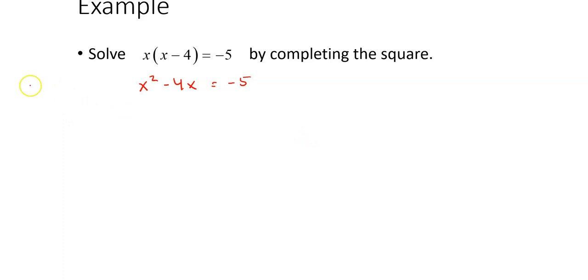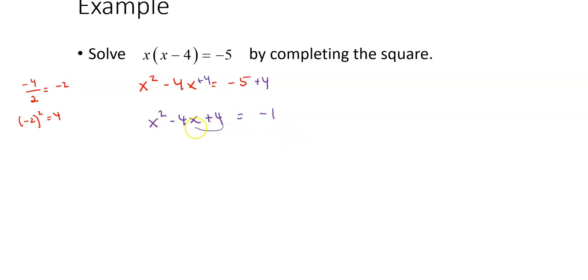So how does this work? Half of negative 4 is negative 2. Square negative 2, and I get 4. So what I'm going to have to do is add a 4 to both sides. Let's see what that looks like. So add a 4 to this side. Add a 4 to that side. And I get x squared minus 4x plus 4 equals negative 1.